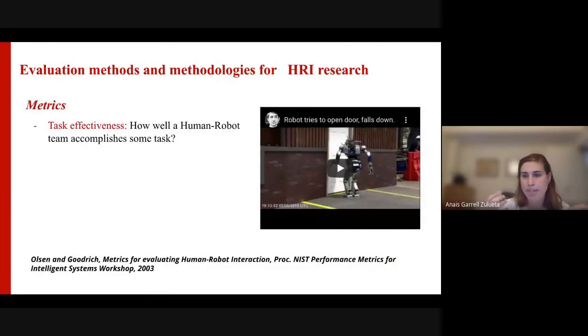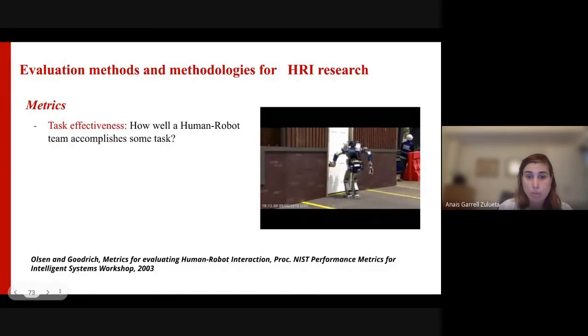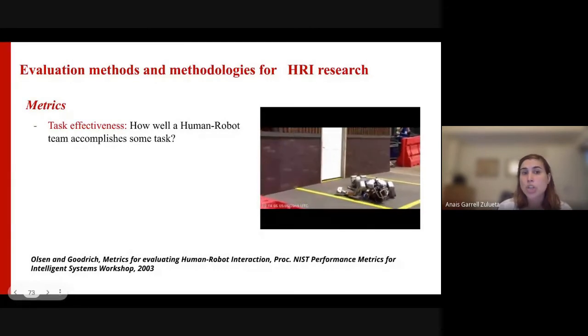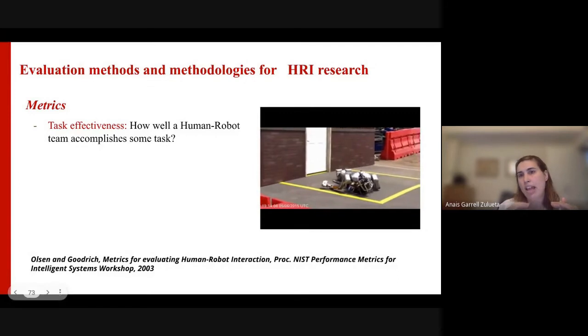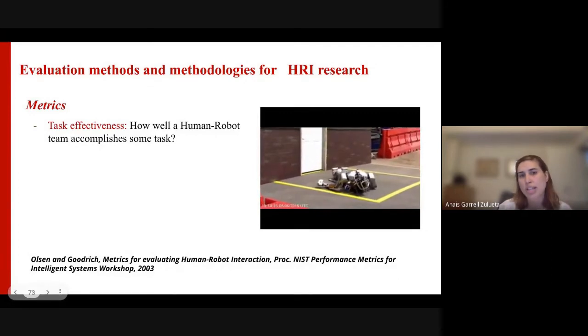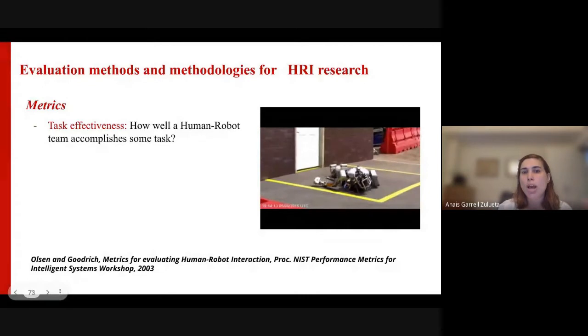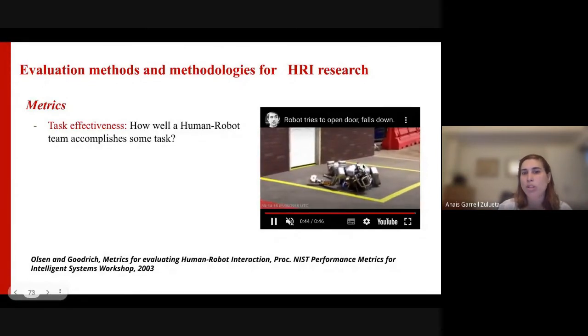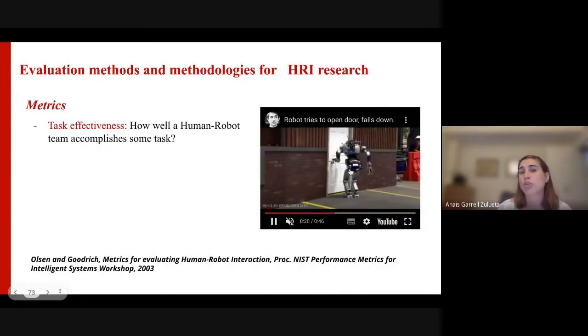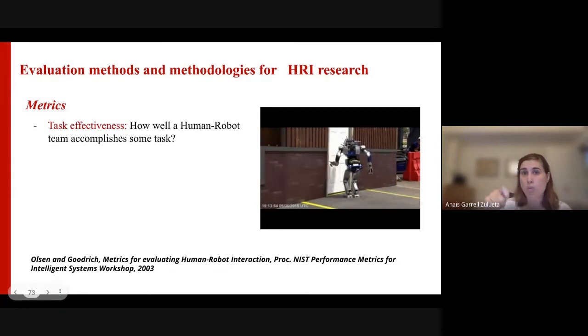So there are many papers that talk about how robots should work and how this interaction should be measured. I will just talk about two of them. The first one was presented in 2003 by Olsen et al. He presents some metrics for evaluating human-robot interaction, with different levels of measures. The first one is task effectiveness. It's how well a human-robot team accomplishes some task. Okay? It's something that we can measure. For instance, we can count how many times that team arrives at the goal.